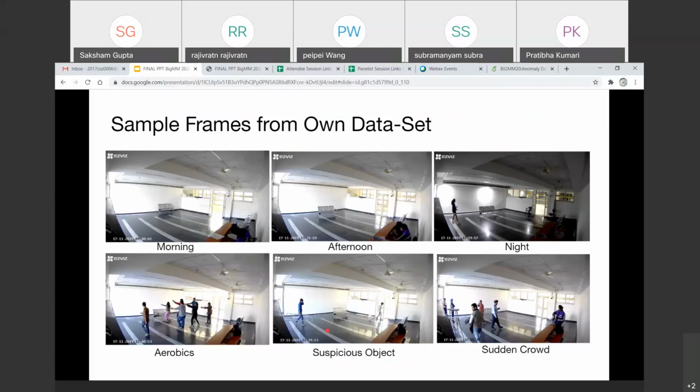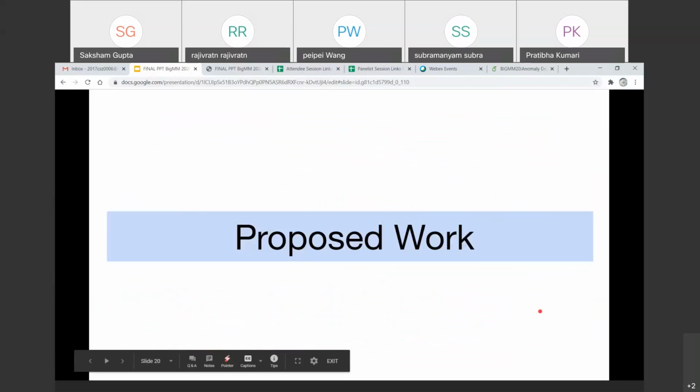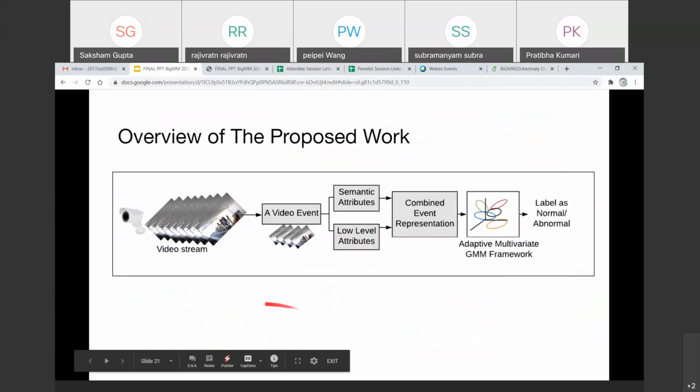This is some sample frame from our dataset. The first row suggests the intensity variation from morning to night. And in the second row, we have some examples of abnormal samples like aerobics, abnormal object, some suspicious object, sudden crowd emergence, etc. Now I'll discuss the proposed framework.